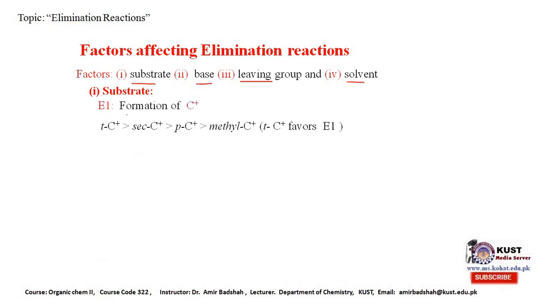We know that during the E1 reaction, formation of a carbocation takes place, and we know about carbocations. The tertiary carbocation is more stable than the secondary carbocation, the secondary is more stable than the primary, and the primary is more stable than the methyl carbocation. For E1, a tertiary carbocation is needed. When in a reaction tertiary carbocation formation takes place, it will favor E1. For example, it has been shown here.